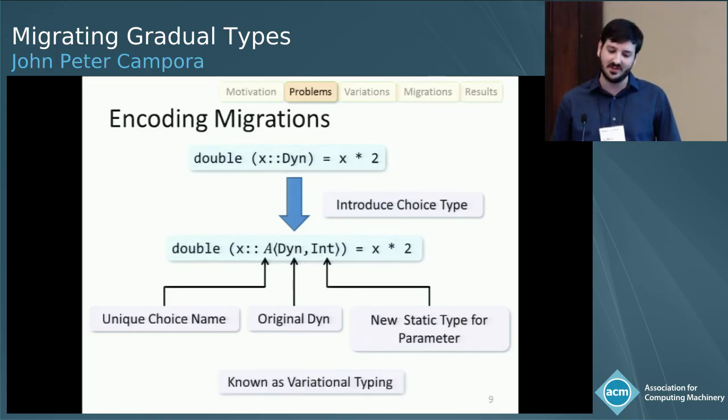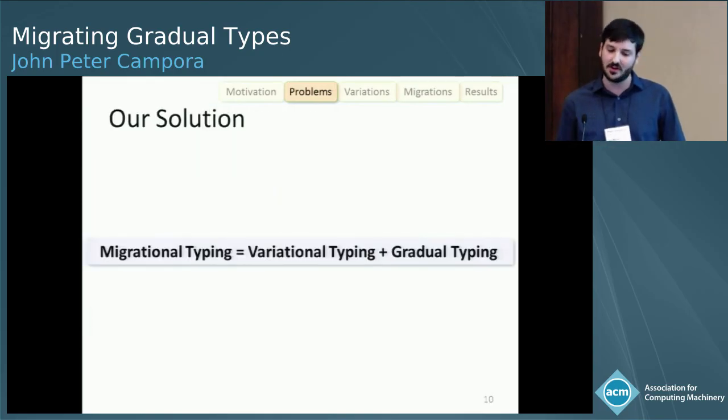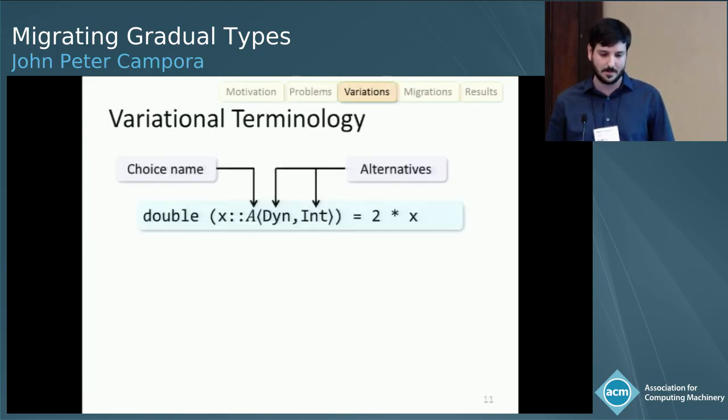This is, as I said, known as variational typing, where we take these programs and lift them to a variational version that we can type check efficiently. And so migrational typing is variational typing plus gradual typing.